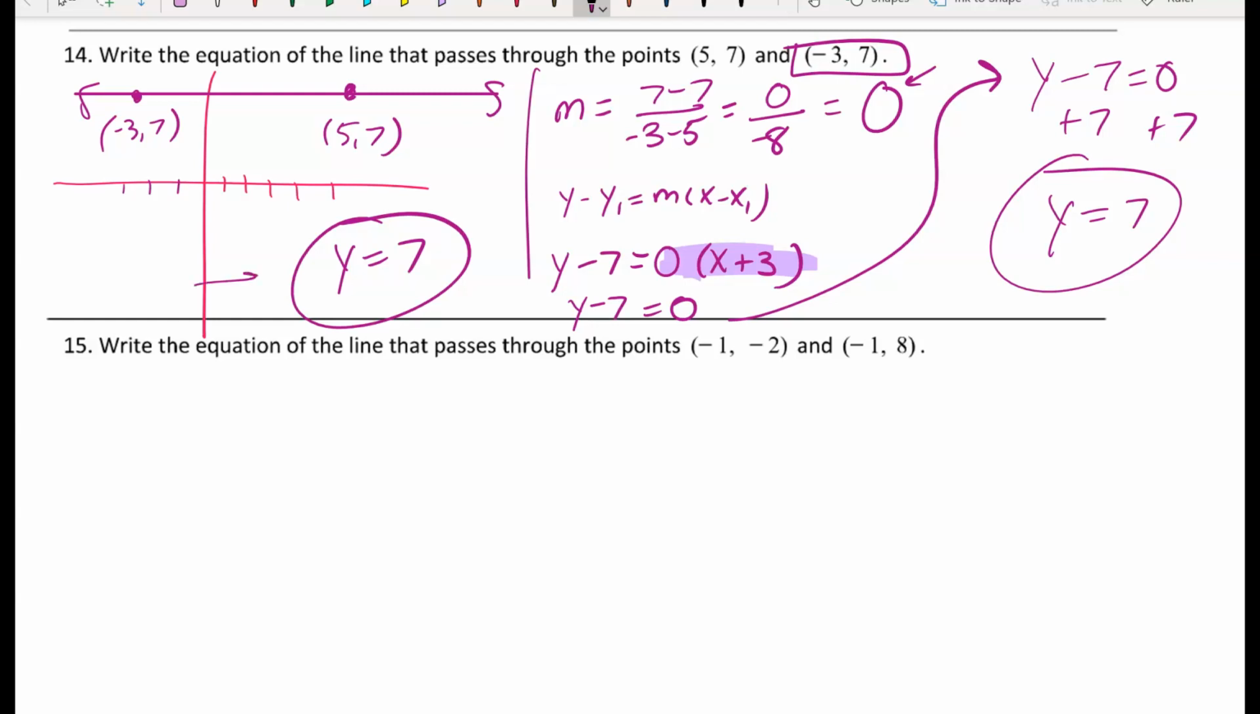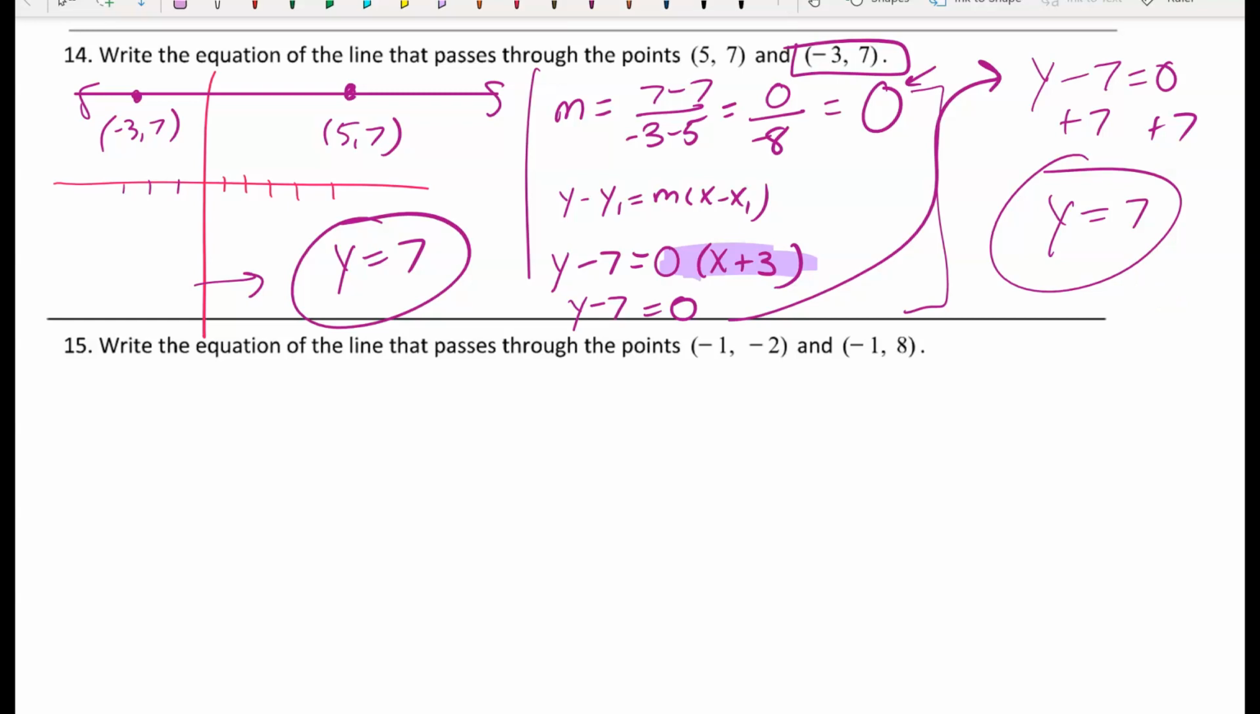So if you could visualize that it's a horizontal line, that's going to be a little bit easier. But the process for writing the equation of a line works for vertical lines or horizontal lines, so you could always plug into point-slope form, unless you have an undefined slope, where you just need to remember that it's going to be a vertical line.